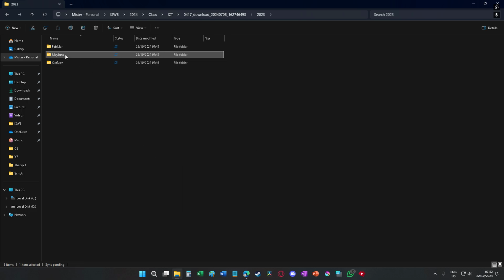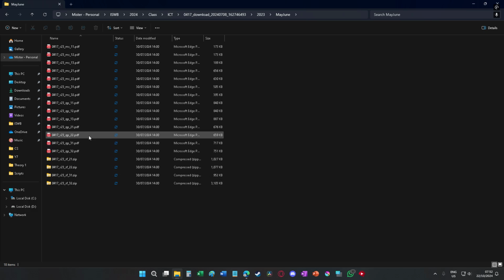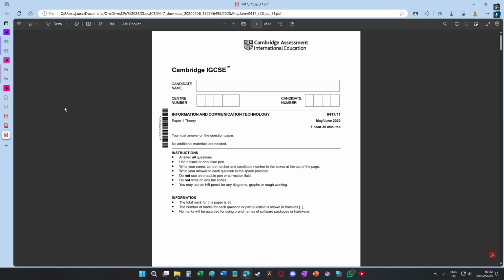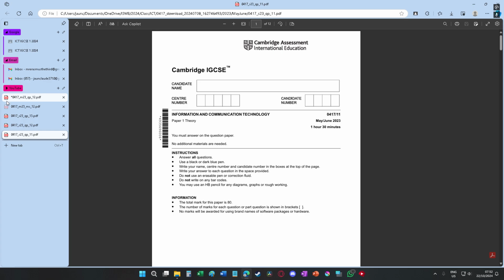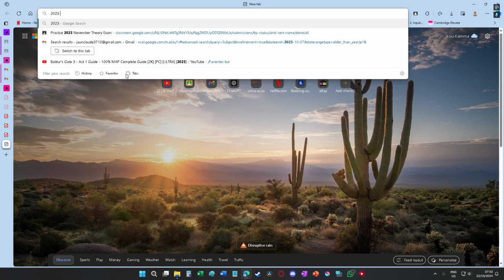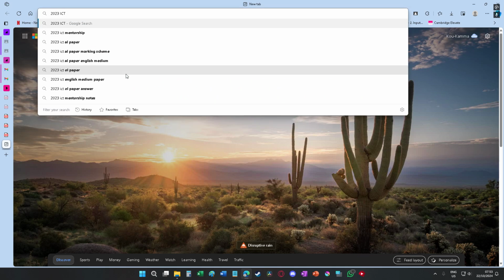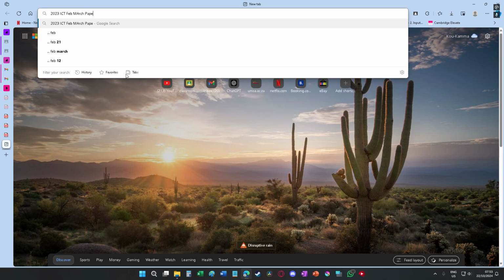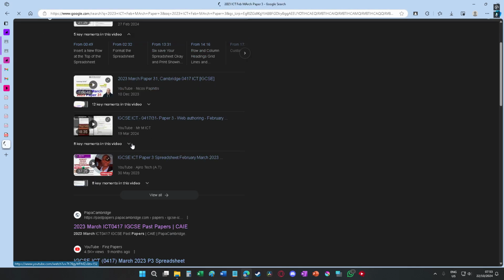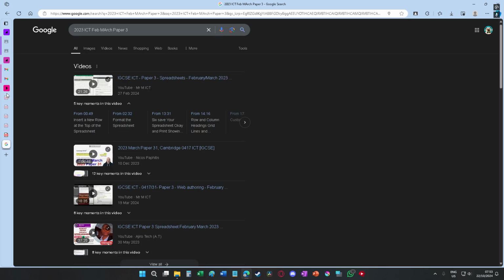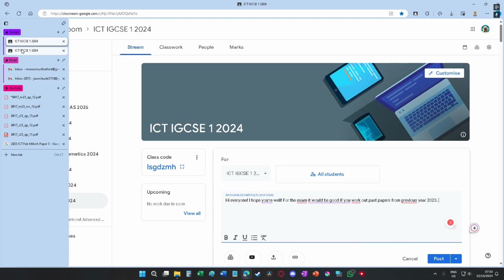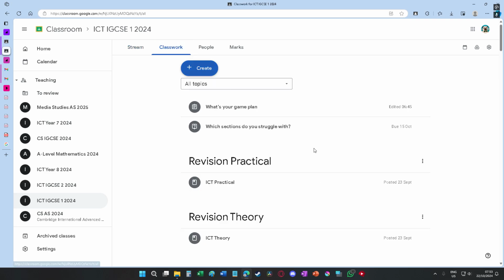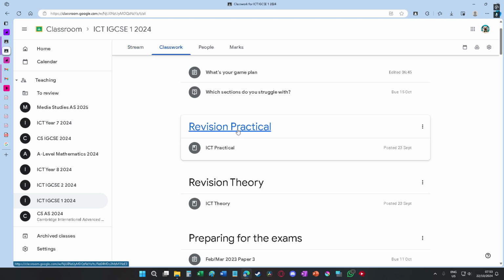Okay, now with theory it's a bit easier to just work through the memo and the question paper, but for the practical, let's go here. Where did we find that? Okay, let's say 2023 ICT, and we say Feb March paper 3. Then there's a video that we can watch about this, but what I would suggest is the thing that I've uploaded over here on the Google Classroom. It's under Revision Practical.